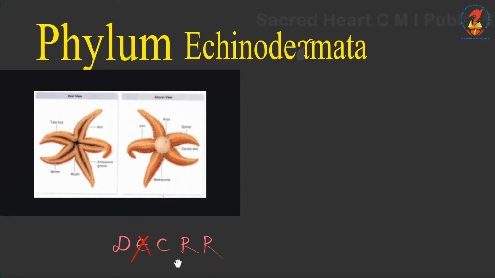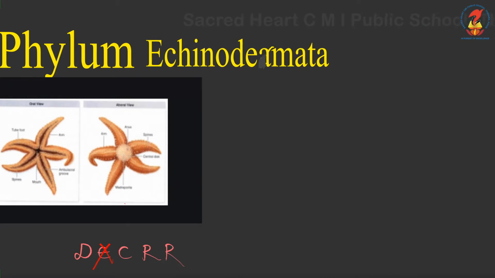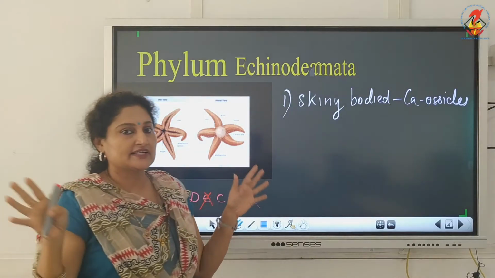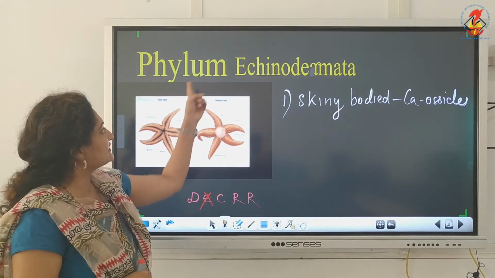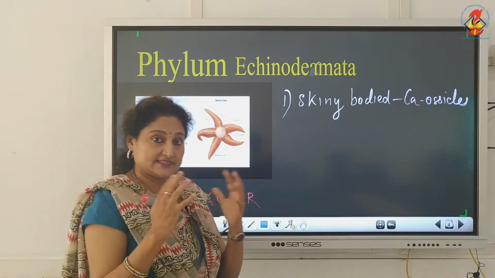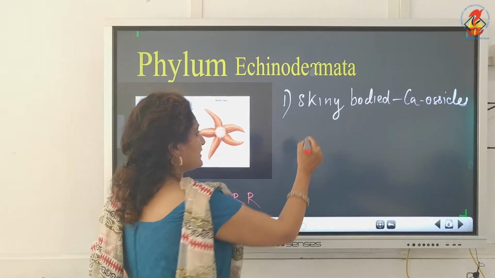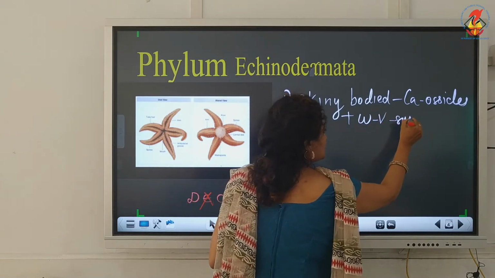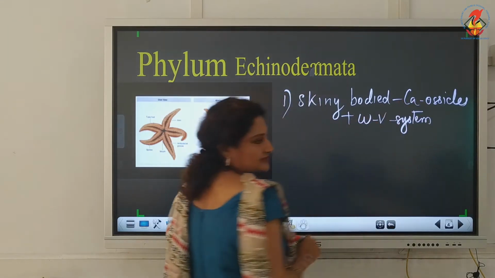Next is phylum Echinodermata, and as we know, why it gets the name Echinodermata, which means spiny bodied. How has it become spiny bodied? Because of the calcareous ossicles. So, the exoskeleton is made up of these calcareous ossicles, giving a spiny appearance, and hence it gets the name Echinodermata, and hence this forms a distinct feature. Not only that, it has a water vascular system, which is special to this particular phylum, the water vascular system.